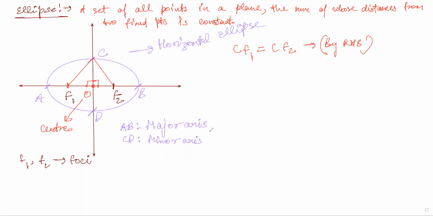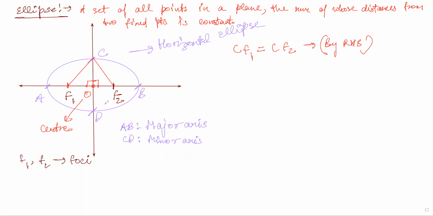So your major axis is AB, right? If you talk about OA and OB, these are semi-major axes. Similarly, CD is your minor axis. In the same way, OC and OD will be semi-minor axis. Semi is basically to represent half, right? So whenever you say semi-major axis, it means the half of major axis. Semi-minor axis means the half of minor axis.